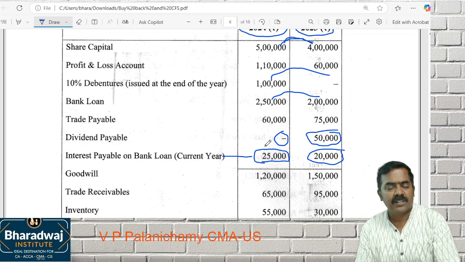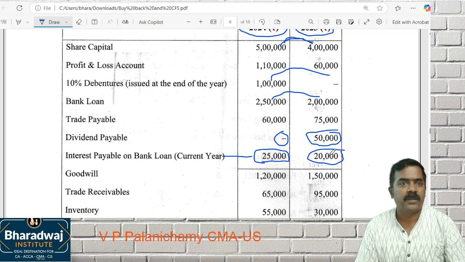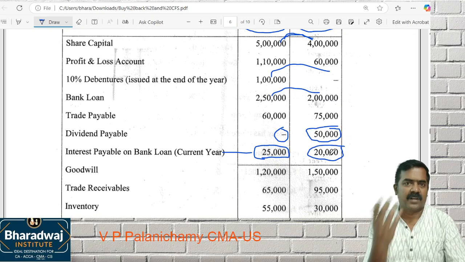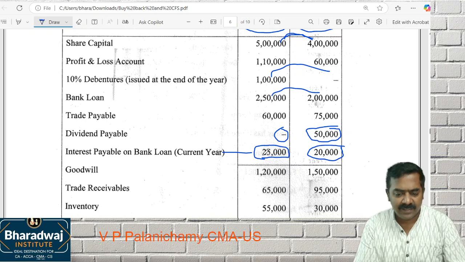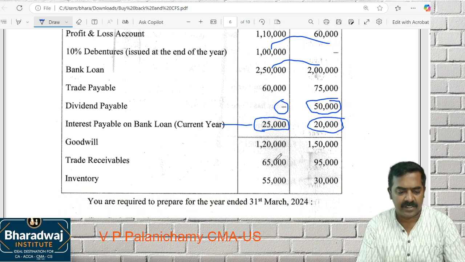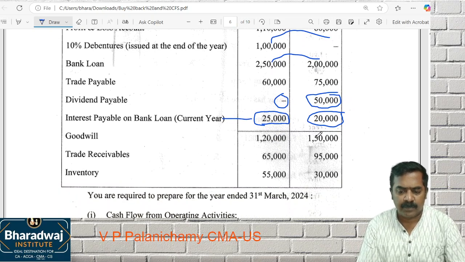Okay. This 25,000 belongs to which year? Current year. Opening balance of current liability would have been paid. This we will be paying next year. Goodwill opening balance 1 lakh 50, closing balance 1 lakh 20. It is written off. Goodwill written off.